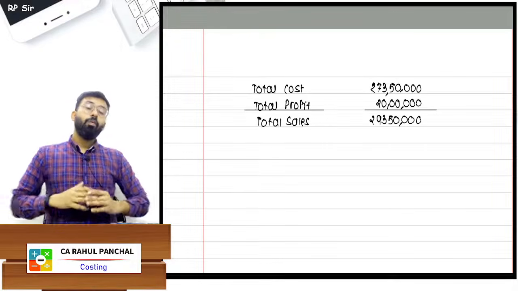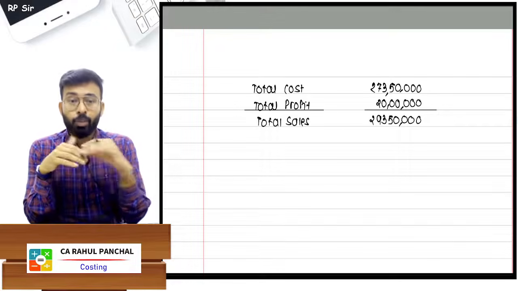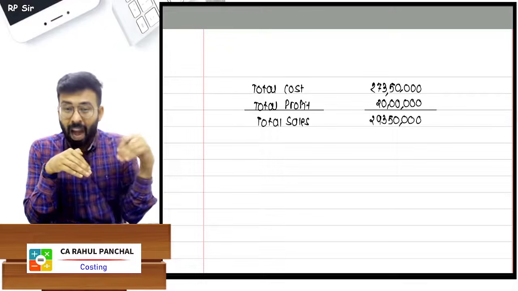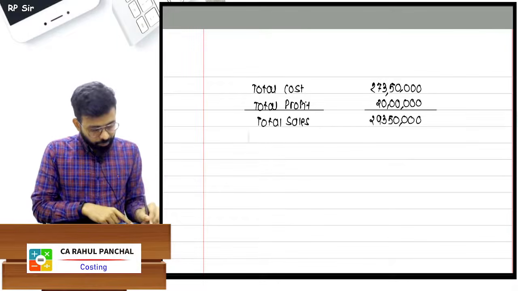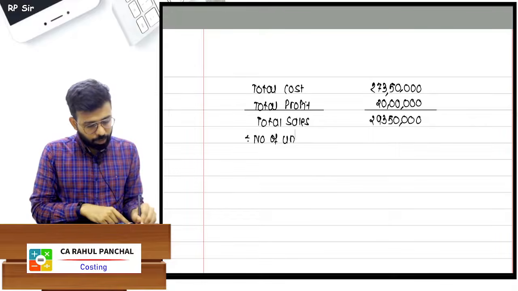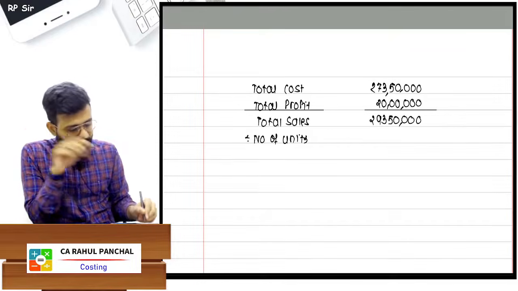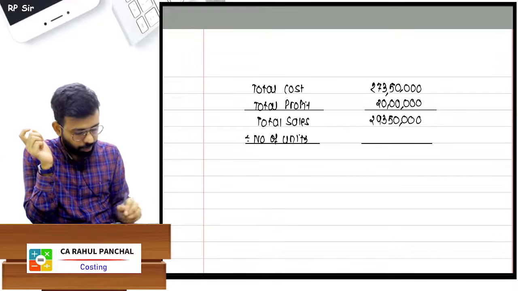Now I would like to calculate the average selling price. You need to understand that whatever answer we have got will be divided by the number of units. This is sales in 1 year, divided by number of units. Tell me how many units you will take into consideration when you divide by number of units.